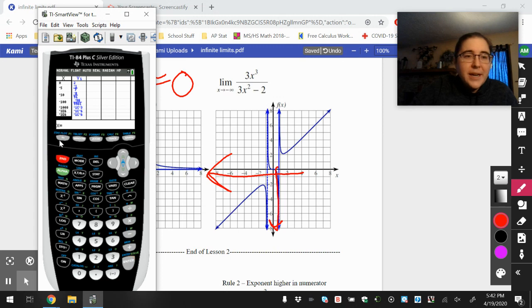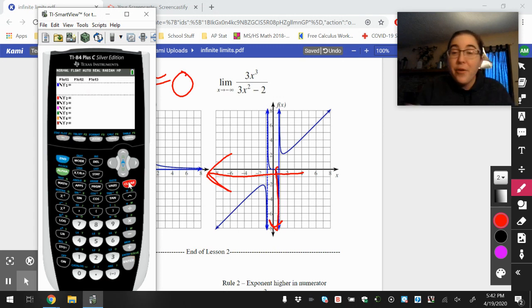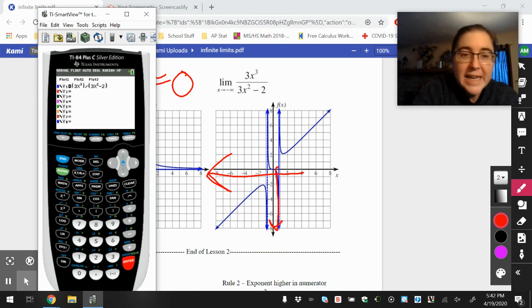So if I'm going to do this in my calculator again, let me make this small. Let's go back to my Y equals. Let's do this the other way, so not using the special fraction function. I'm going to just do parentheses, 3x cubed, close those parentheses, divided by 3x squared minus 2, close parenthesis. Okay, let's take a look at the graph.